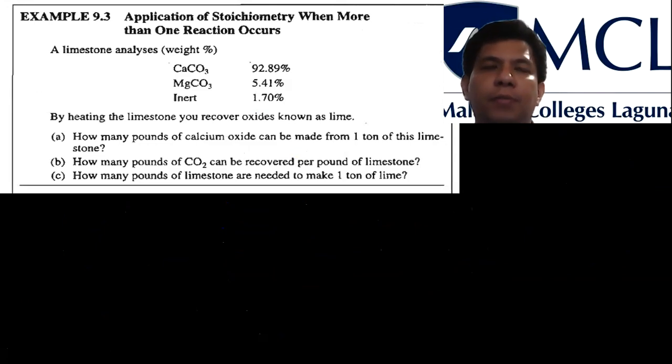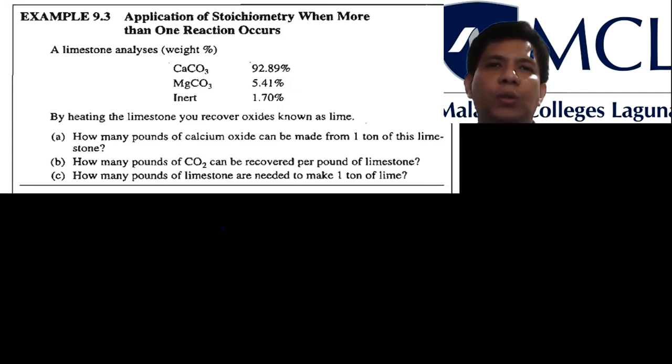This is the final problem in this particular video. Example 9.3. Application of stoichiometry when more than one reaction occurs. So consider a limestone analysis. This is the limestone analysis. It contains 92.89% calcium carbonate, 5.41% magnesium carbonate, and then 1.7% inert.